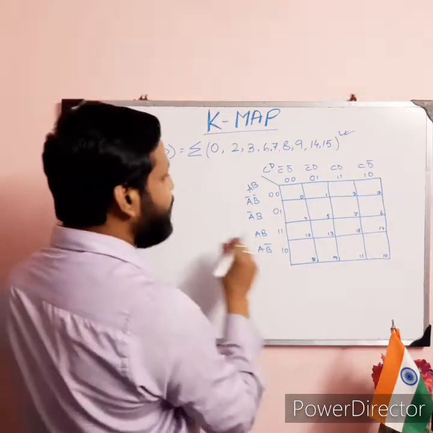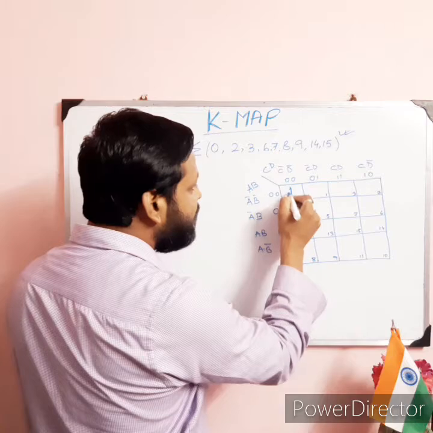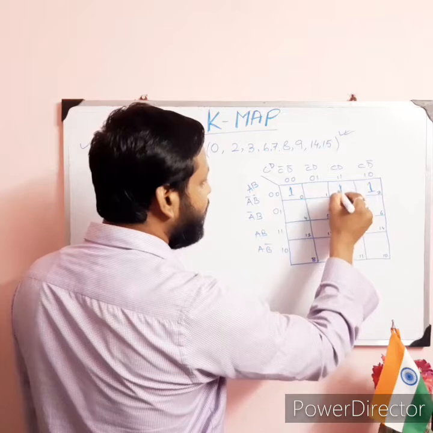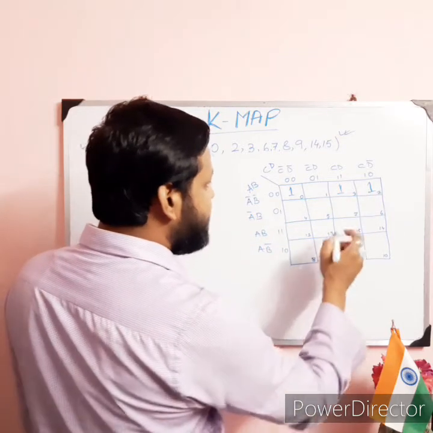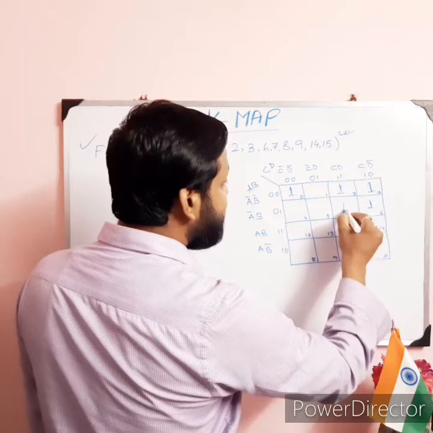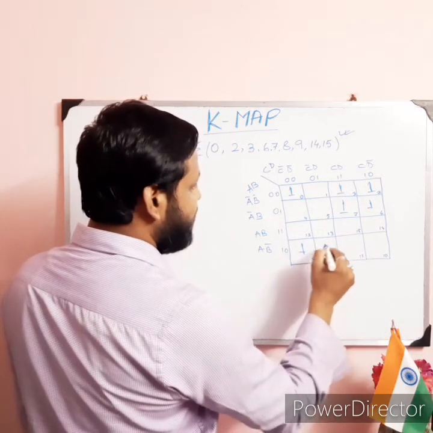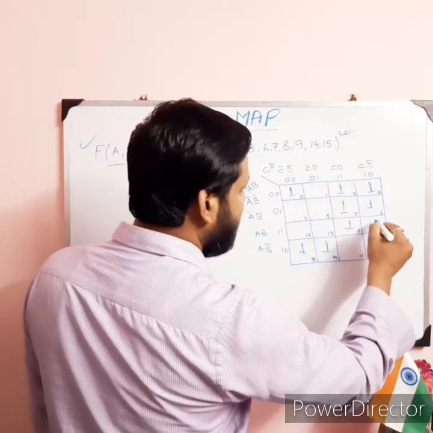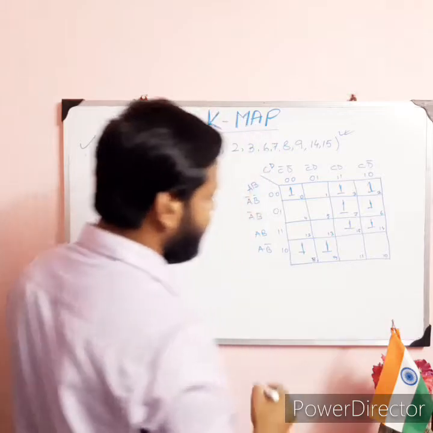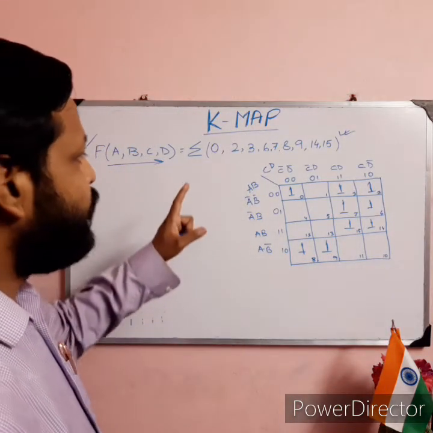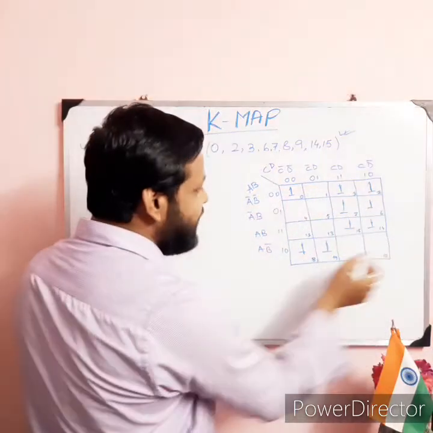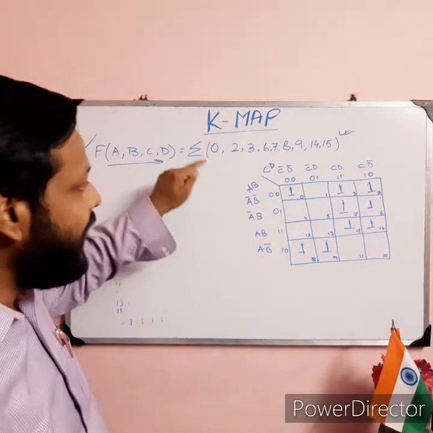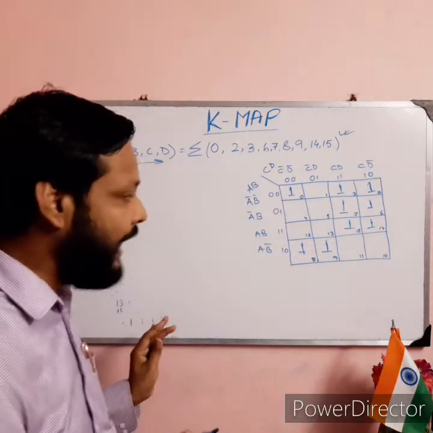So in SOP we need to represent where 0 is there, that means this room we need to identify, then 2, then 3, then 6, 7, 8, 9, 14, 15. So see, out of the 16 boxes, we have identified only the boxes with 1 where we have these numbers, and the rest are vacant.